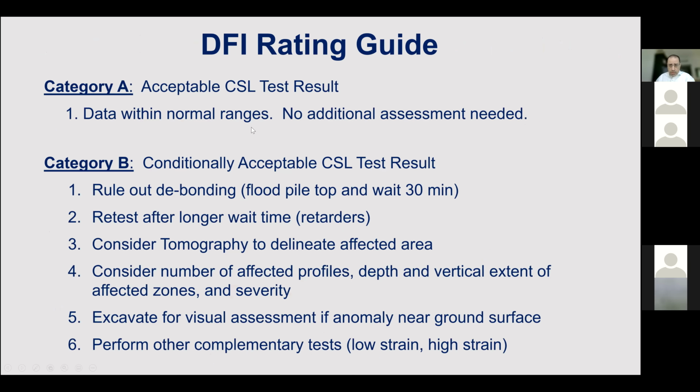So if it is category A, you say the data is within normal ranges, no additional assessment is necessary. If it's within category B, you can conditionally accept it. You can filter out the issues. If you want to rule out debonding, for example, you can flood the pile top. If you're using a retarder in the concrete and you suspect the concrete is a bit light green, you wait a longer time.